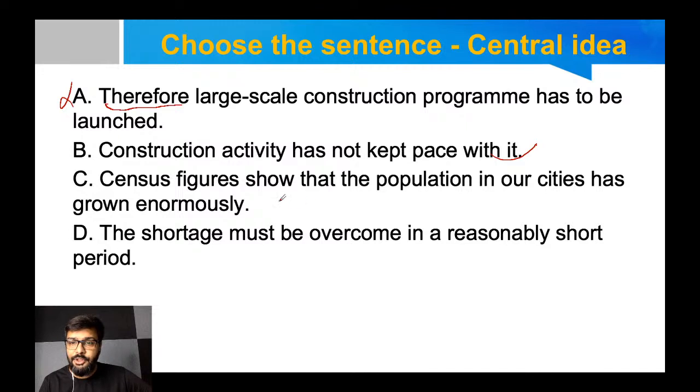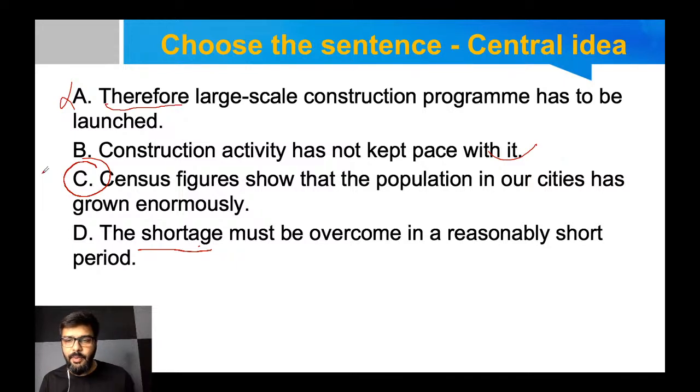Census figures show that the population in our cities has grown enormously. This could be it. I never select an option, I always say it could be, because I still have one more to read. The shortage must be overcome in a reasonably short period. Which shortage are they talking about? Census figures show that the population in our cities has grown enormously. There must be some shortage. Construction is not there, population is more. So this is the shortage. It's not in these two. So which one is my opening sentence? C. Right?